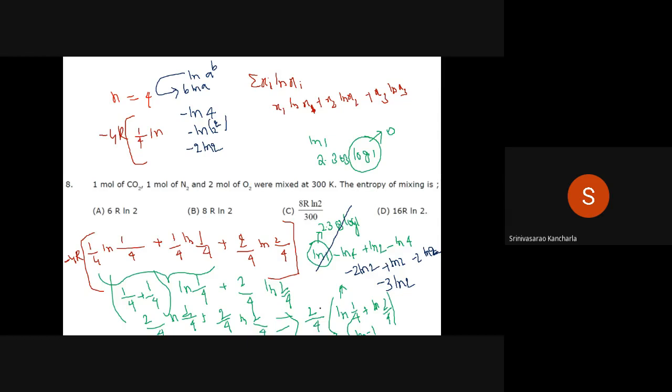From here we started, right? This is the expression for this. So what you have as final answer: 4r into 2 by 4 we have already, into the expression in the bracket, which is minus 3 ln 2, and go for this minus 4, you will end up getting 6 r ln 2. If anyone has doubt, I can explain one last time.